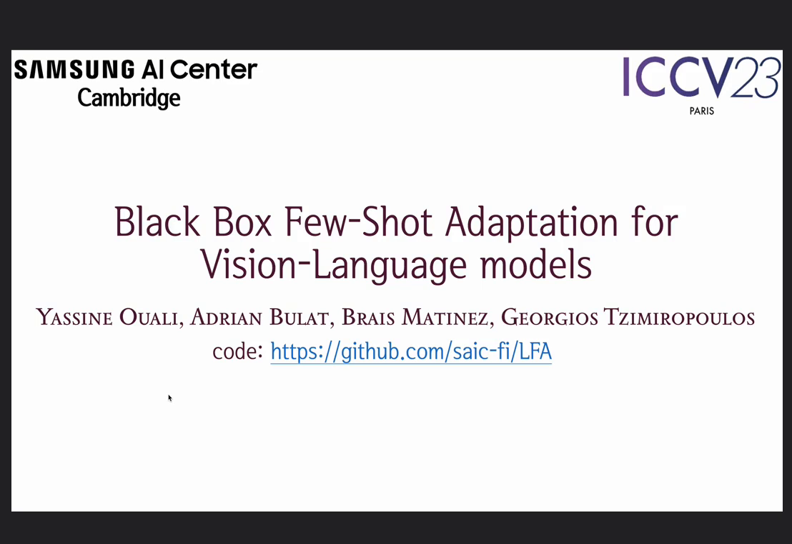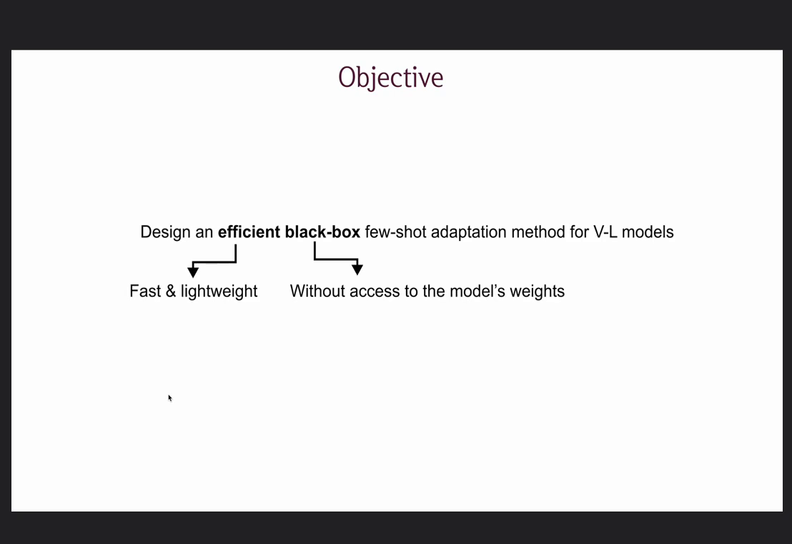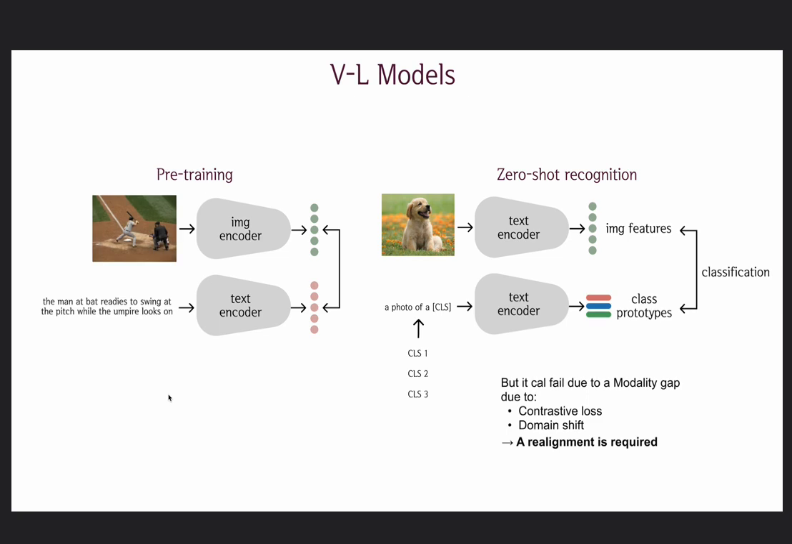Hello, this is a presentation of our ICCV 23 paper, Black Box Few-Shot Adaptation for Visual Language Models. In this paper, we propose an efficient and black box method for few-shot adaptation of visual language models. The method is fast and lightweight and does not require access to the model weights. So first, what are visual language models?